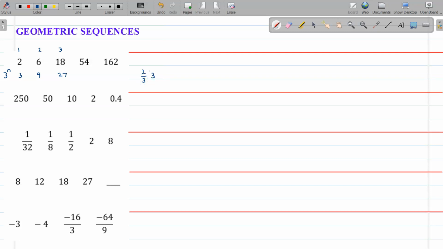Now, I tend to write it like that when it's an integer, 3 to the n like that. And that's true. That is the answer to the question.